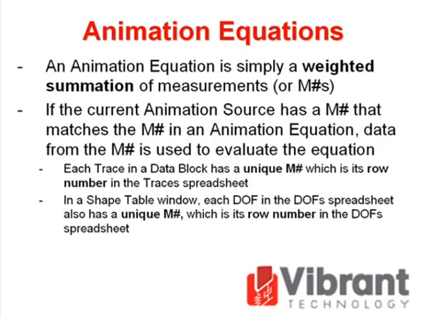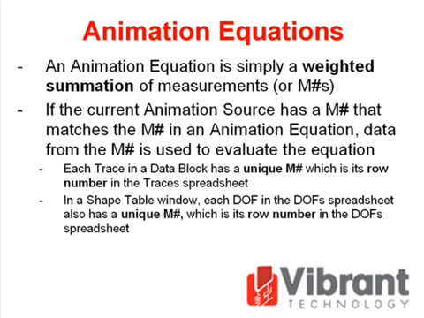During shape animation in a structure window, each point on a structure model is animated by evaluating its animation equations. An animation equation is simply a weighted summation of measurements. If the current animation source has a measurement number that matches the measurement number in an animation equation, data from the measurement number is used to evaluate the equation.